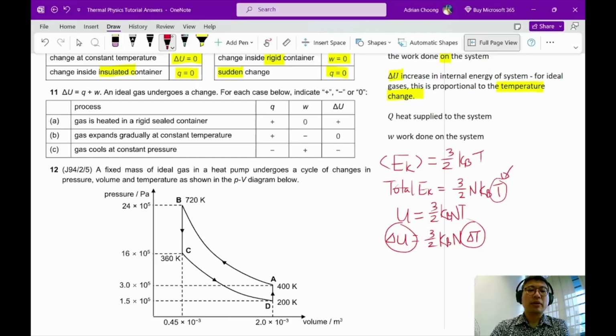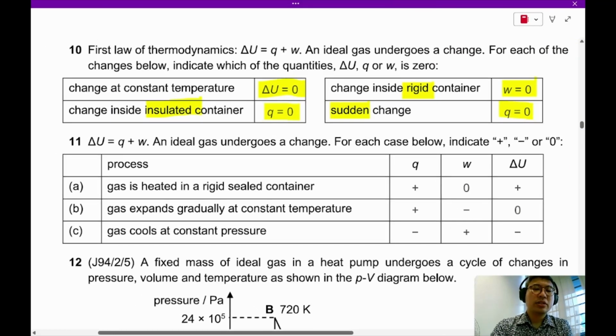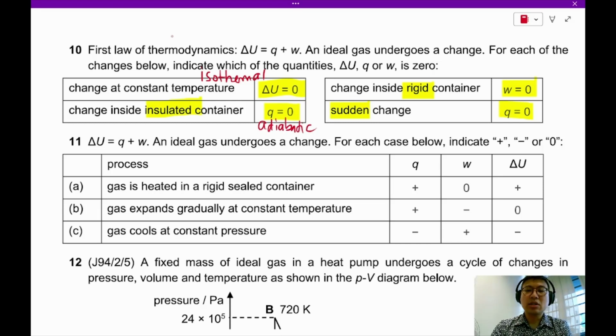Now, let's talk about the names for each of these changes. A change at a constant temperature is called an isothermal change. A change inside an insulated container where the heat transfer is zero is called an adiabatic change. A sudden change where the heat transfer is zero is also called an adiabatic change. And the change inside a rigid container is called an isochoric or isovolumetric change.